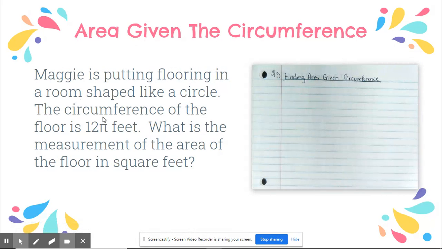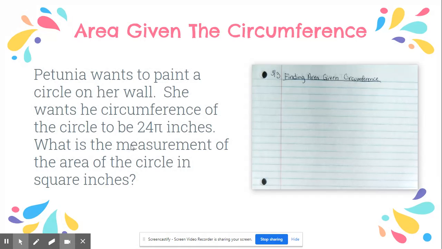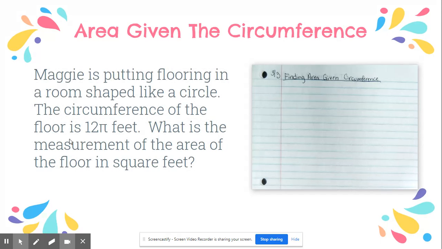Maggie is putting flooring in a room shaped like a circle. The circumference of the floor is 12 pi feet. So if you see that, it says 12 pi, and that's the circumference. What is the measurement of the area of the floor in square feet?